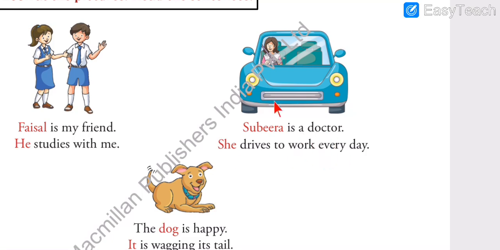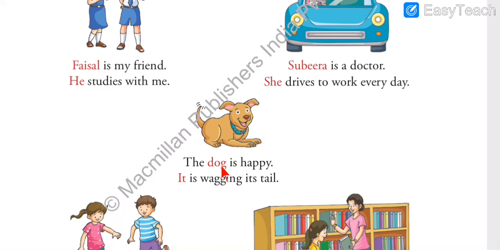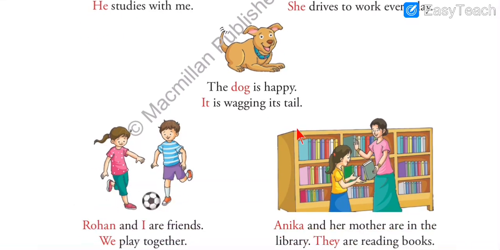How does it look if Subira is repeated two times? No. Why write it again? Because we have already mentioned the name Subira, correct? Similarly with the dog, dog is an animal, so we wrote "it", because for animals we use "it", correct?